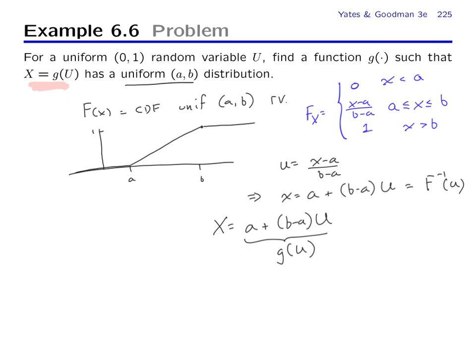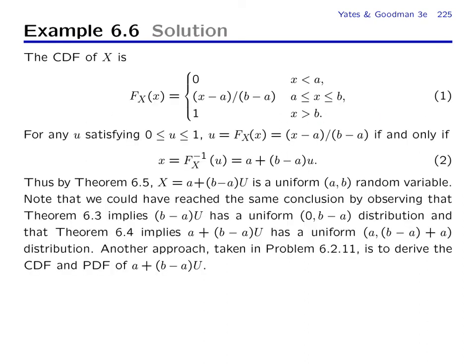So here's the solution in the textbook, and the only comment I want to make is that there is an alternate approach. In problem 6.2.11, you could just simply start with a plus b minus a times U and simply derive what PDF you get from that using the methods we learned at the beginning of this section. And indeed, you'll learn that the random variable X then has to have the uniform from A to B PDF.